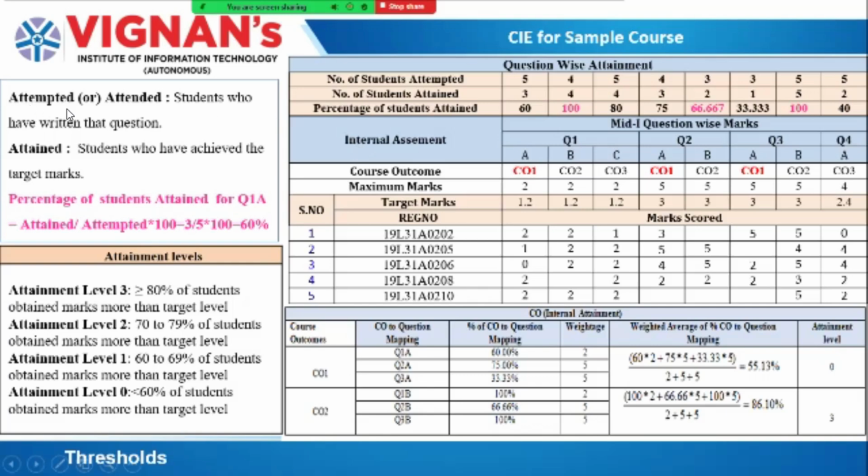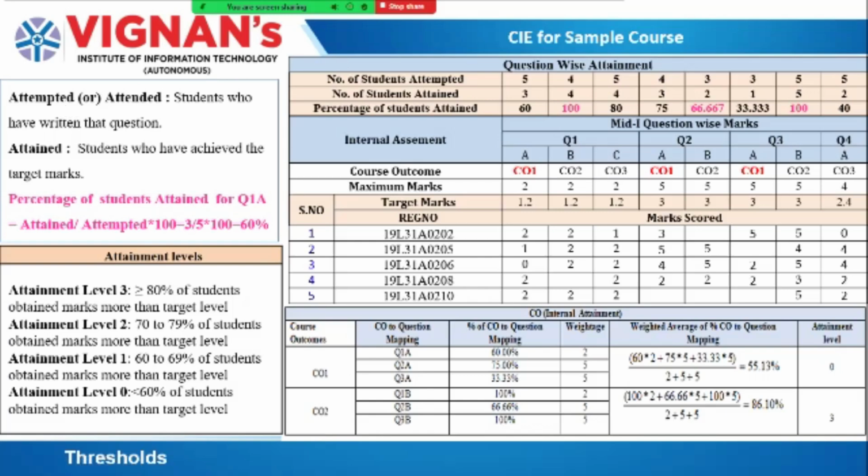Attained by attempted. For example, if you take Q1A, question 1 A bit, here attempted 5 and attained 3. So 3 by 5, that is 60 percentage. So the percentage of students attained for this question is 60 percentage. Similarly here, 4 by 4 is 100, 4 by 5 is 80, and here 3 by 4 is 75 percentage. So like that you have to find the percentage of students attained for each question.